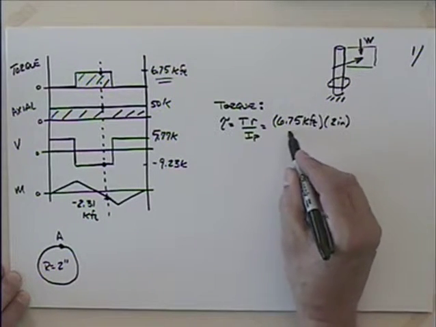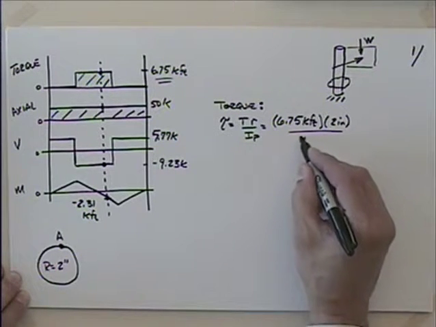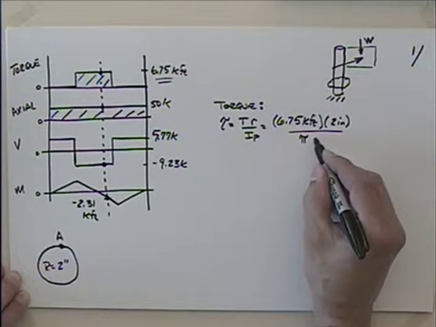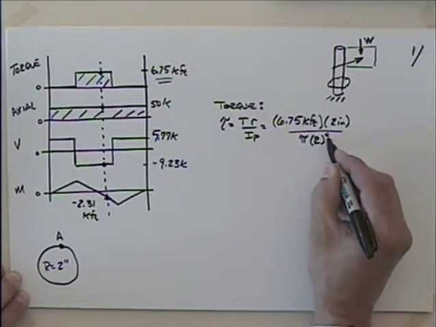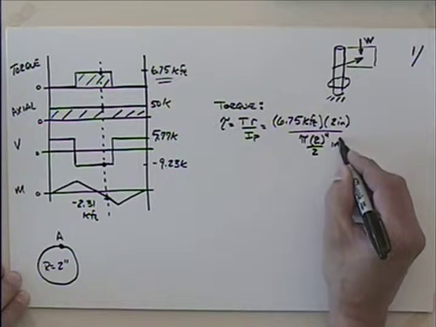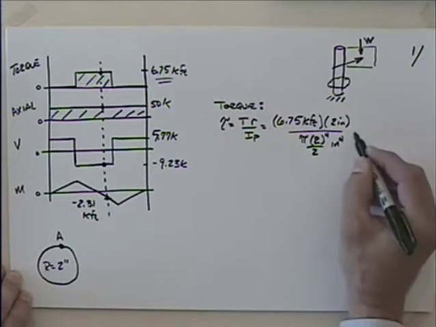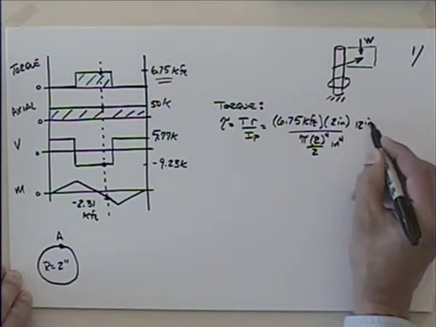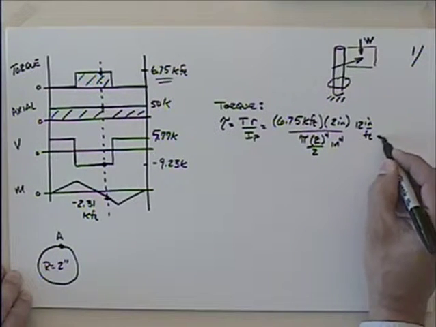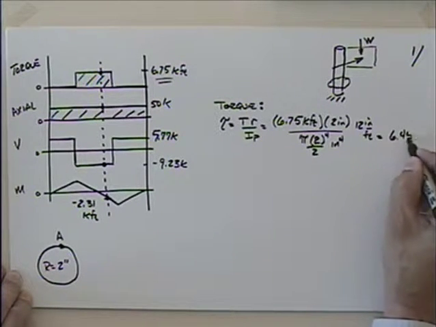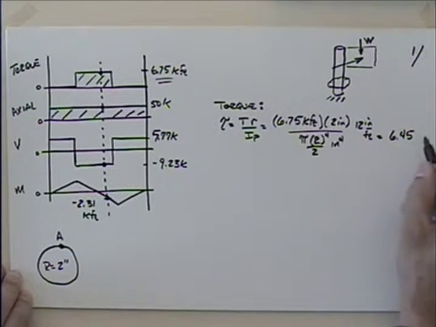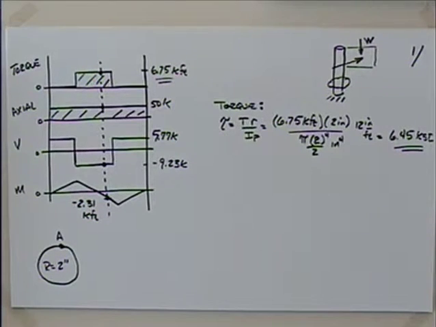And then I'm going to need to divide by the polar moment of inertia, which is going to be pi times the radius, which would be 2 inches, taken to the 4th power, divided by 2, and that'll be inches to the 4th. I have a units problem, so I'm going to have to multiply this by 12 inches in a foot. That should take care of my units, and when you go through this, you end up with 6.45. We still have thousands of pounds, so I will say that this is KSI. A KSI is 1,000 PSI. So that's our shear stress due to the torque. Questions with that?